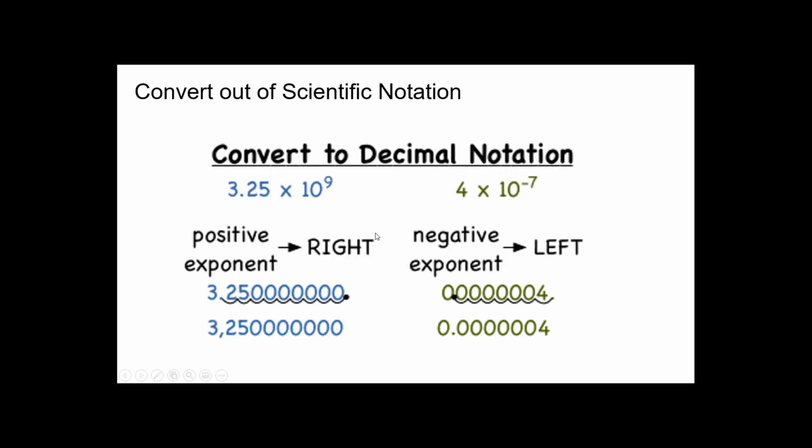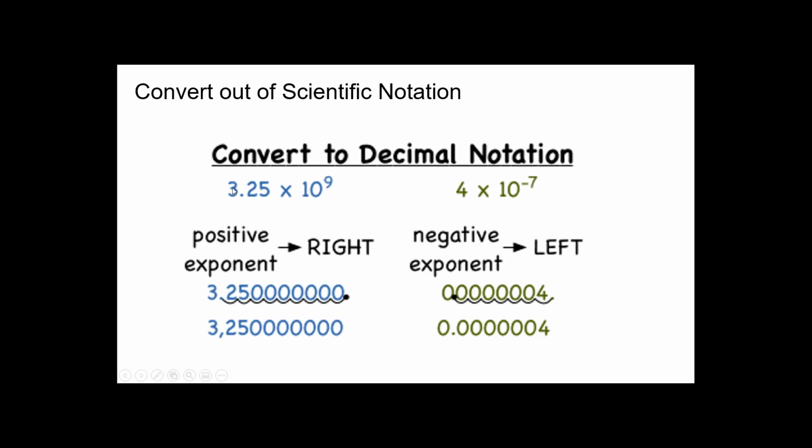Now, what if we wanted to move it out of scientific notation? You do just the opposite. So here we have 3.25 times 10 to the 9, but we want it in decimal notation, meaning just the numbers that we work with and a decimal point. You just do the opposite. Sometimes you'll have a lot of zeros, sometimes you won't have any at all.